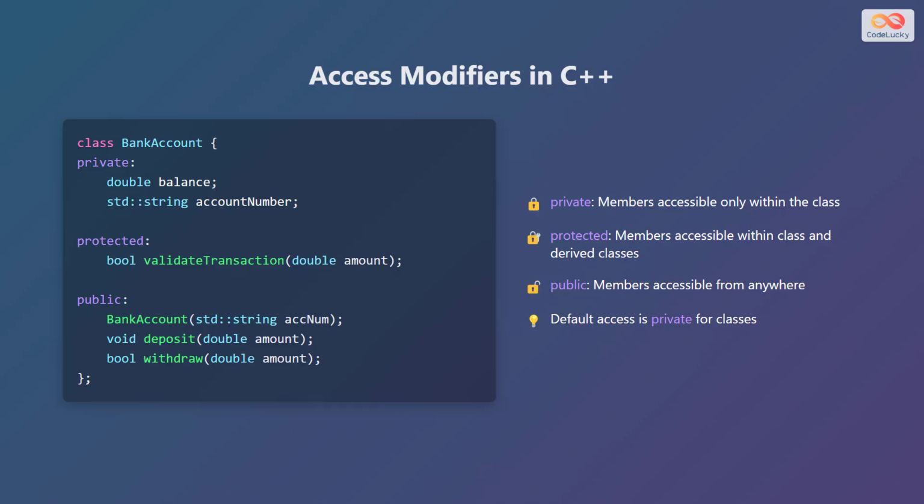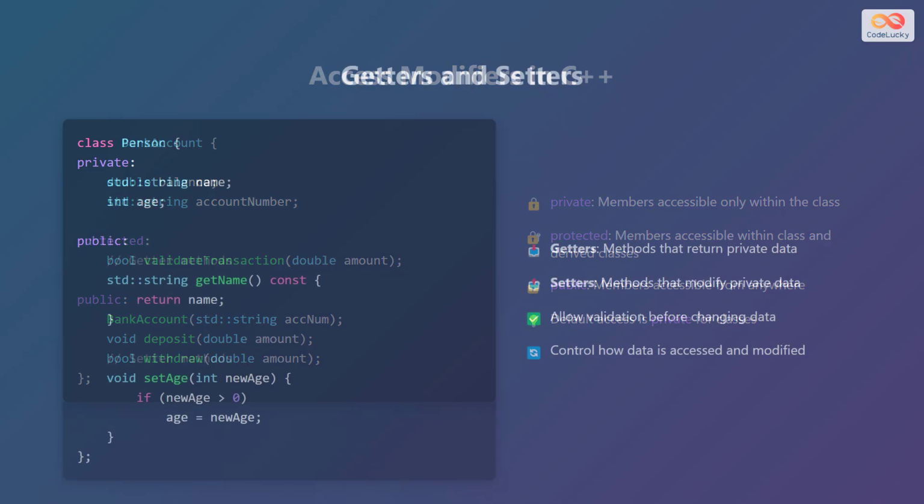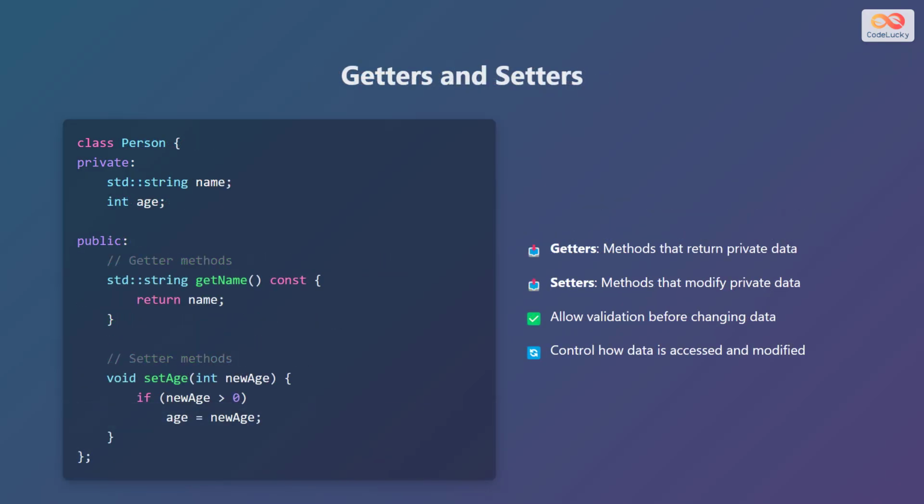Take a look at the code snippet shown on the left. Getters and setters are methods used to access and modify private data members of a class, providing a controlled interface for interacting with the class's internal state. Getters are methods that retrieve the values of private data members, allowing external access to the class's data in a controlled manner. Setters are methods that modify the values of private data members, providing a way to update the class's data while encapsulating any necessary validation or logic. As seen in the code snippet, setters allow validation before changing the data.